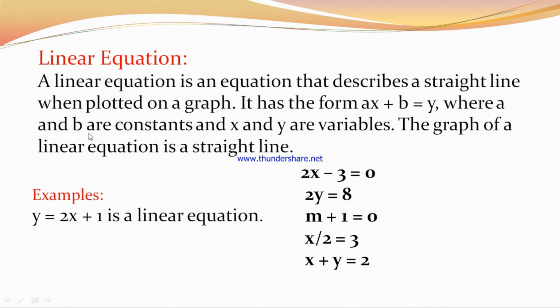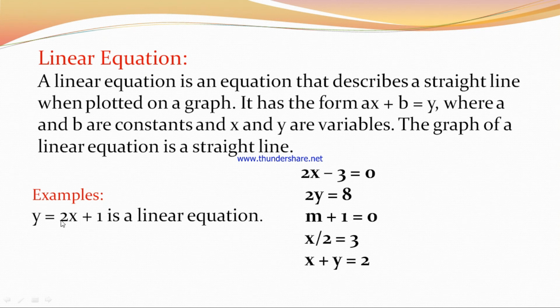Here a and b are constants, and x and y are variables. x and y are variables because x has different values and y has different values, while a has only a and b has only b. So a and b are constants, and x and y are variables. The graph of a linear equation is a straight line. On graph paper, when we plot a linear equation, we get a straight line.